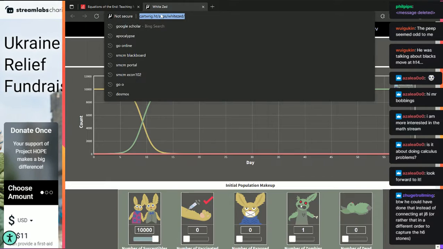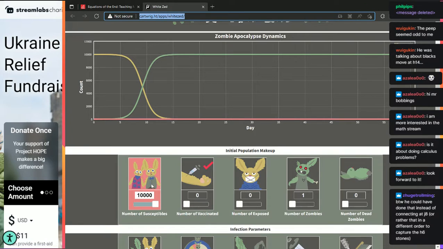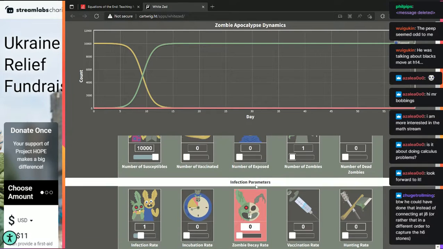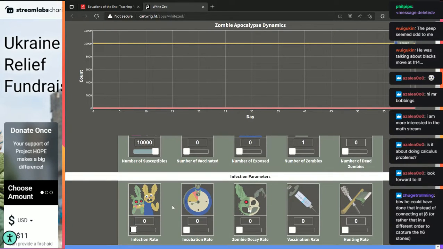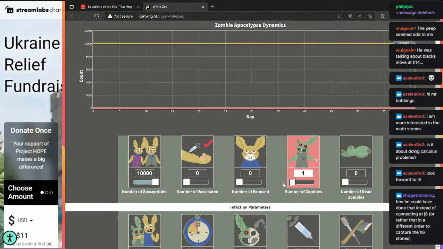So I'm going to just take a look at this. So this is the mathematical model. Oh, and we have bunnies. And then we have the paper. Interesting. So this is what our population looks like if there are no zombies that can go and infect people.